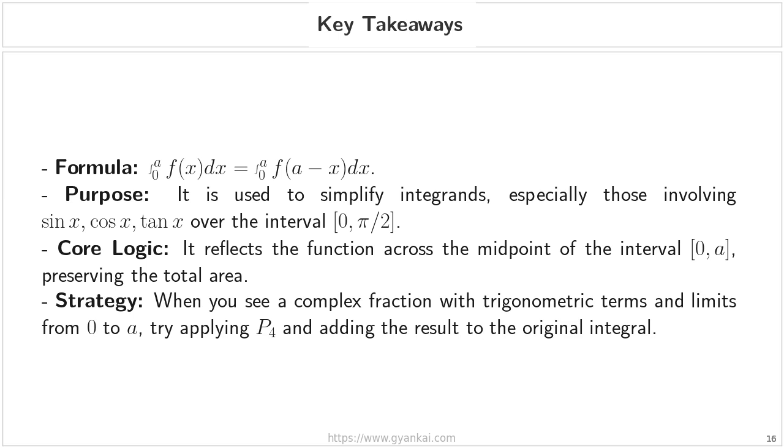Finally, the strategy. When you encounter a definite integral with limits from 0 to a, and it looks particularly complicated, especially if it involves a complex fraction with trigonometric terms, this is where you should consider applying property P4. Remember the key step we often used. After applying the property, we would add the transformed integral to the original integral. This often leads to cancellations and a much simpler integral to solve.